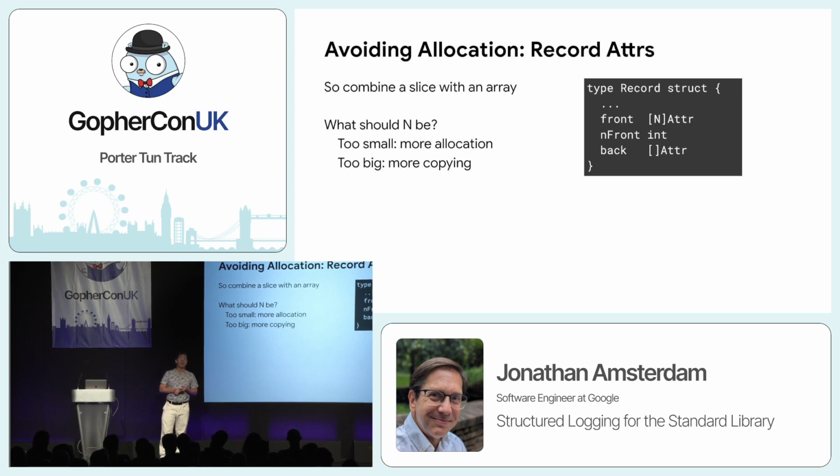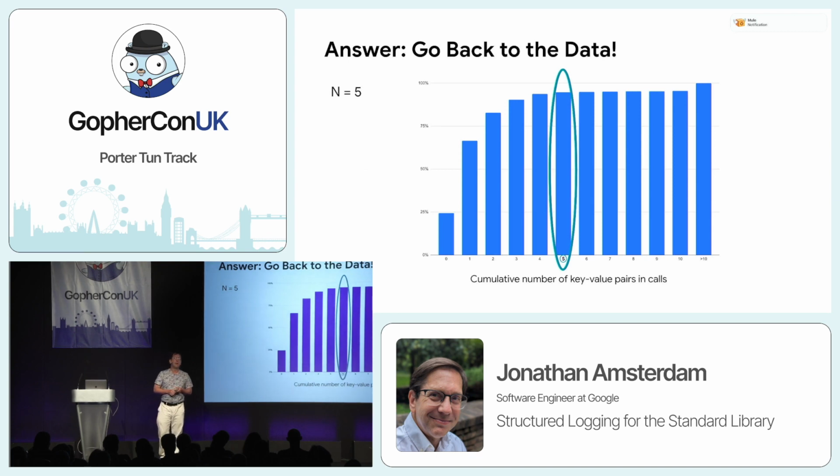So what should n be? If it's too small, then we'll overflow to the slice a lot, and we won't see the benefits of this optimization. If it's too large, the record gets big, and remember, we're copying records. So there's still some time involved in copying that memory. Well, luckily, we figured this out in step 1. We figured out that most calls are 5 or fewer, so n equals 5. And we know we're going to get about 95% of the calls with our optimization.